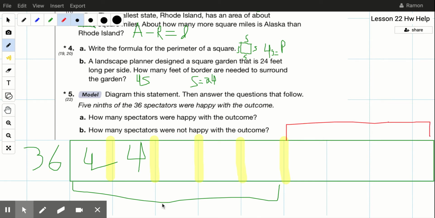So you just have to multiply the number of boxes by the number in each box to find how many were happy, and then same thing over here, but for the not happy.